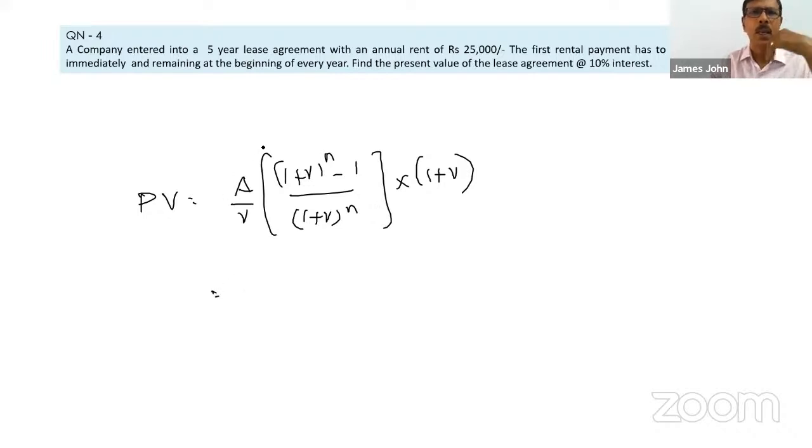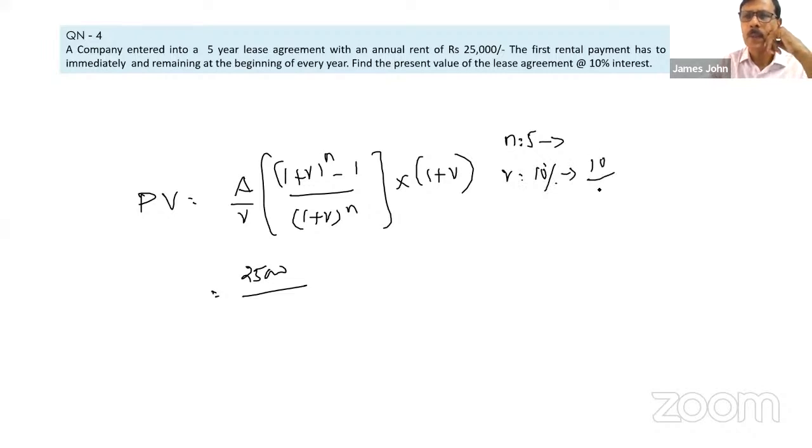Look at the question. It's a rent agreement, annual rent of 25,000. So the annuity is 25,000. And what is the periodicity of the annuity? Annually. Yes, every year. So what happened to this 5? Any change? No, sir. 5 itself. Okay. Then what about R? Rate of interest is 10%. So 10% means 10 by 100.